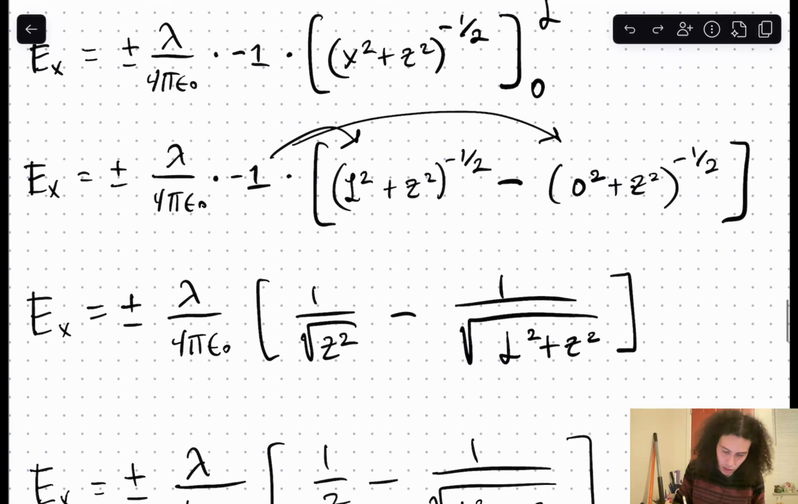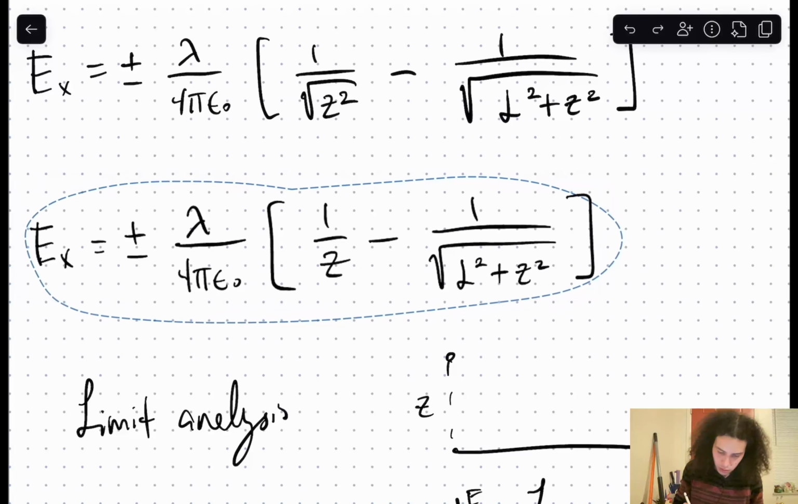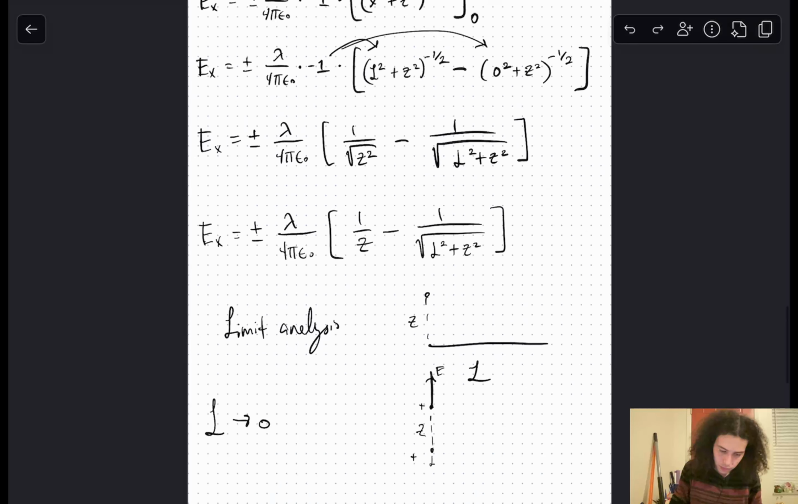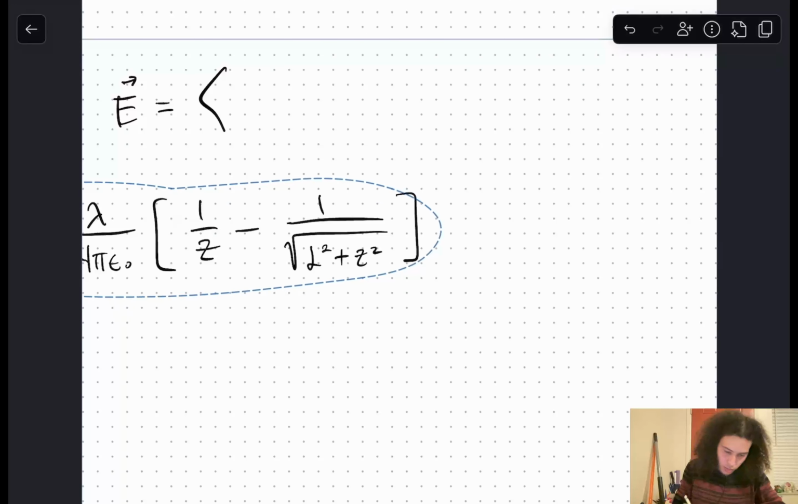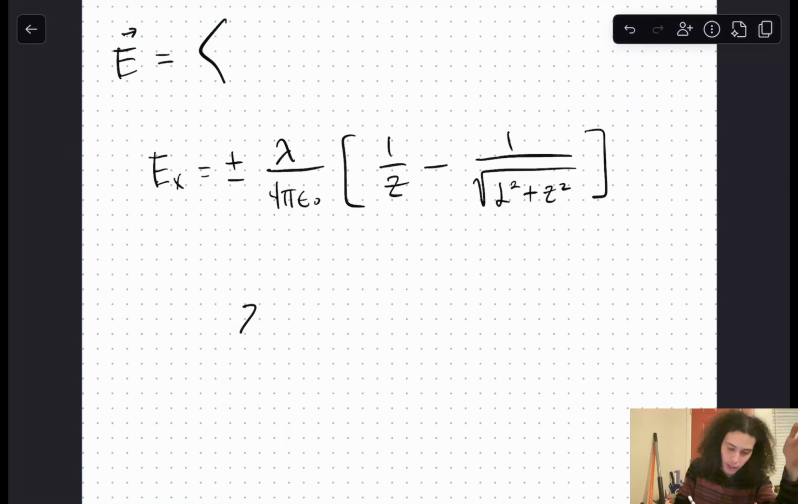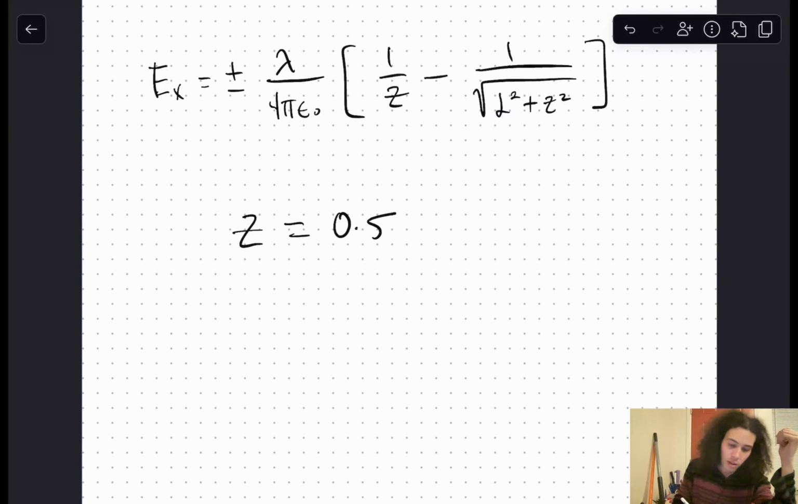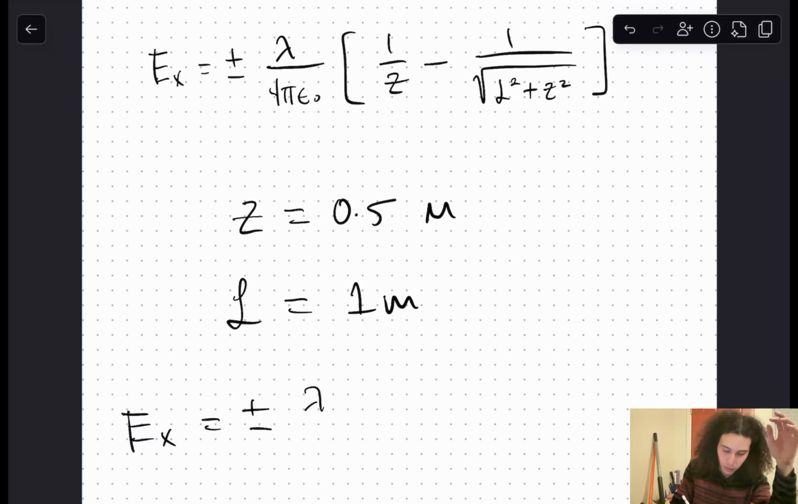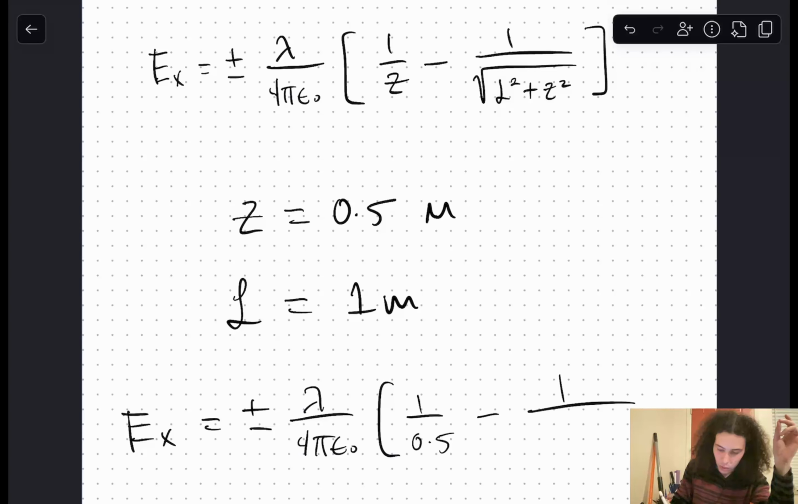Okay, so let me carry this equation down. Copy. Paste. Okay, here we go. Suppose that Z is equal to, I don't know, 2 meters. No, 0.5 meters. How about that? And suppose that L is equal to 1 meter. So EX is then going to be lambda over 4 pi epsilon naught times 1 over 0.5 minus 1 over the square root of 1 squared plus 0.5 squared.